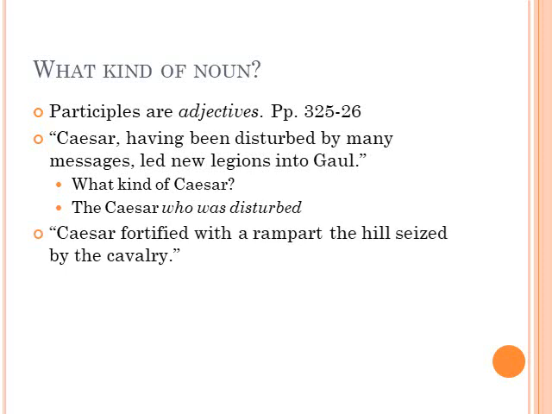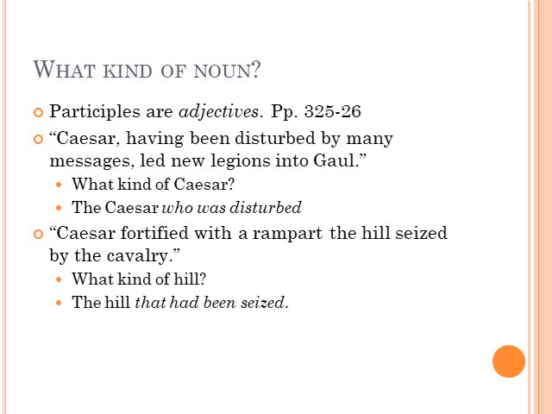Caesar fortified with a rampart, the hill seized by the cavalry. So now we're back at page 326, and we're looking at the second one. What they're doing is drawing a line from the participle or the adjective to the noun it is modifying. In this case, it's not modifying Caesar. Occupatum is accusative singular, and so it's modifying collem. What kind of hill was it? It was the hill that had been seized. Caesar fortified with a rampart, the hill seized by the cavalry. Okay, so that's what we're dealing with here.